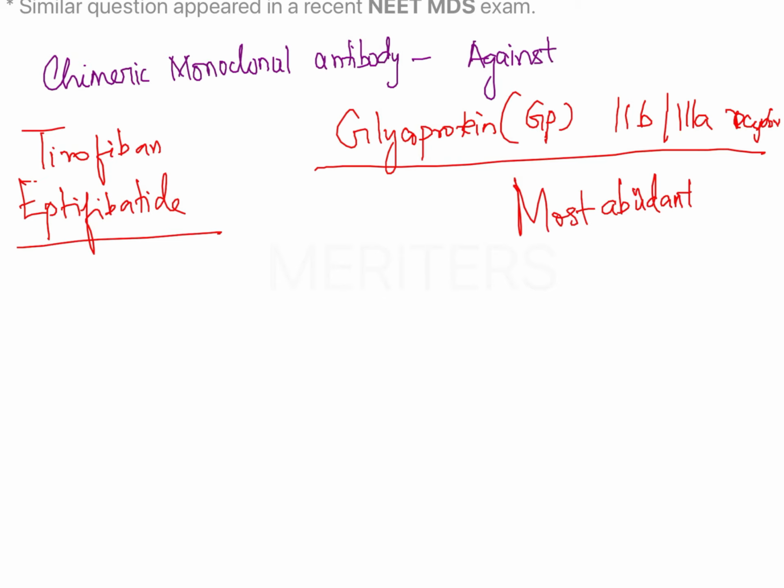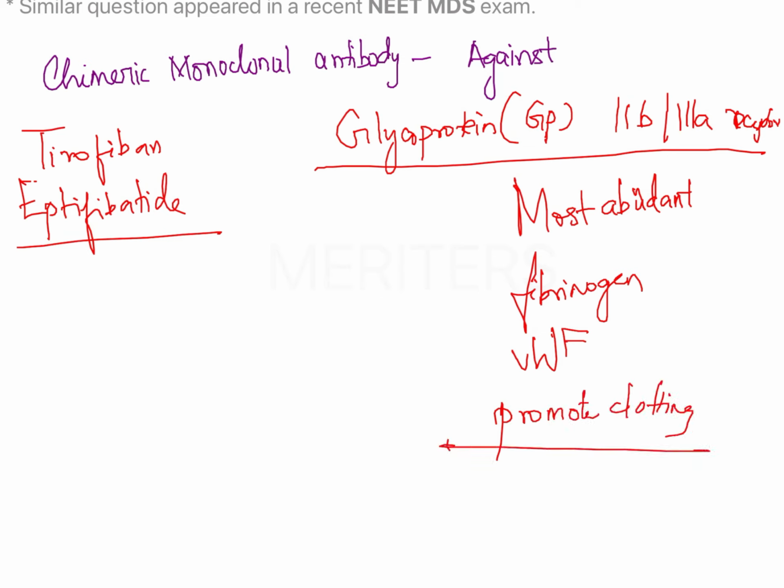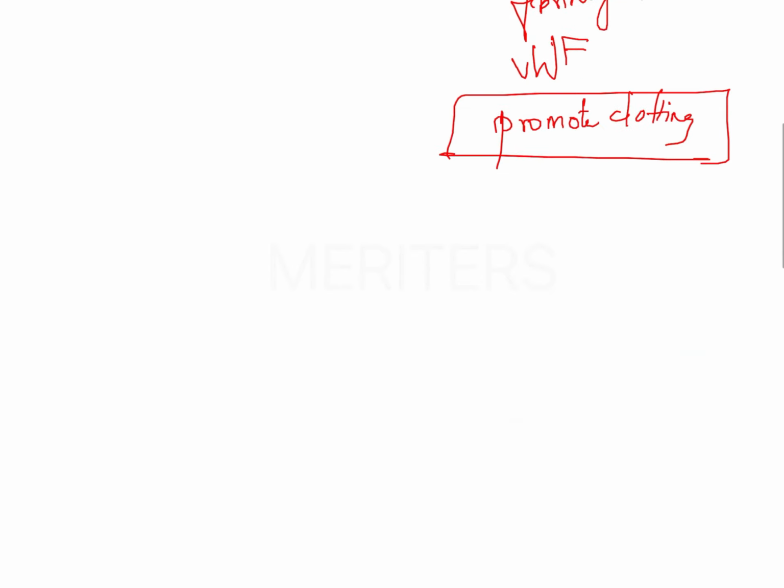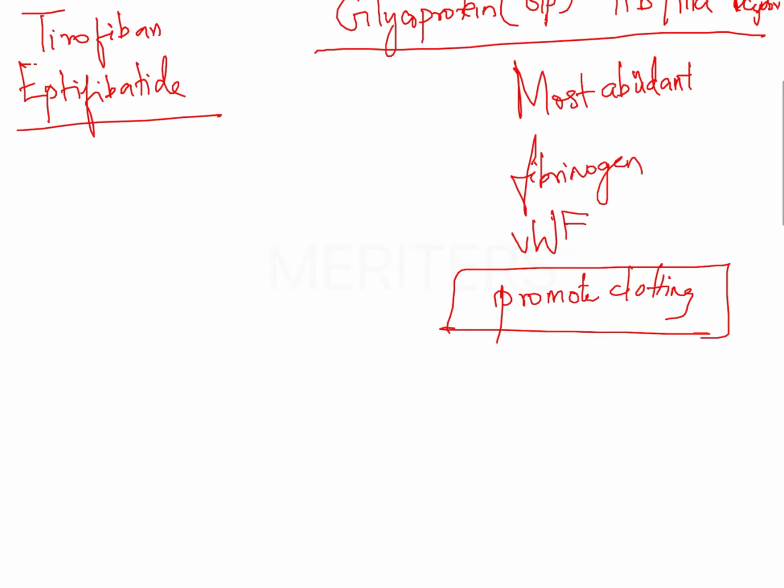So this activated glycoprotein 2B3A binds your adhesive molecules such as fibrinogen and von Willebrand factor, and they promote clotting. The main purpose of your glycoprotein is that it promotes clotting. Abciximab, eptifibatide, and tirofiban bind to this GP2B3A receptor and they stop the clotting process. Tirofiban and eptifibatide inhibit the platelets binding to your fibrinogen.